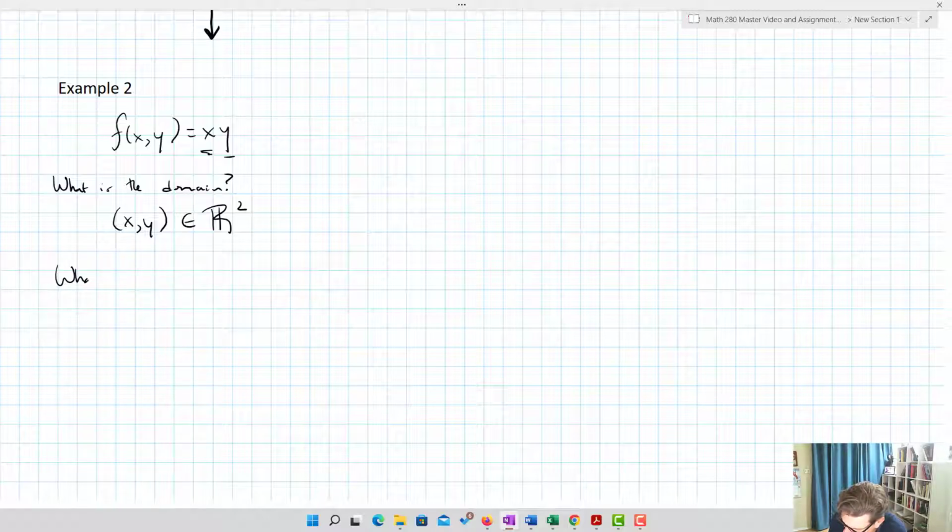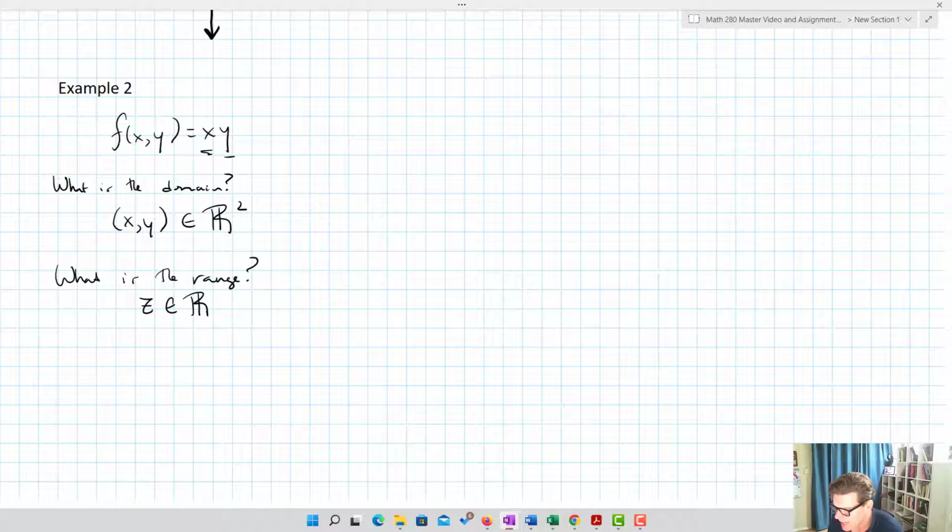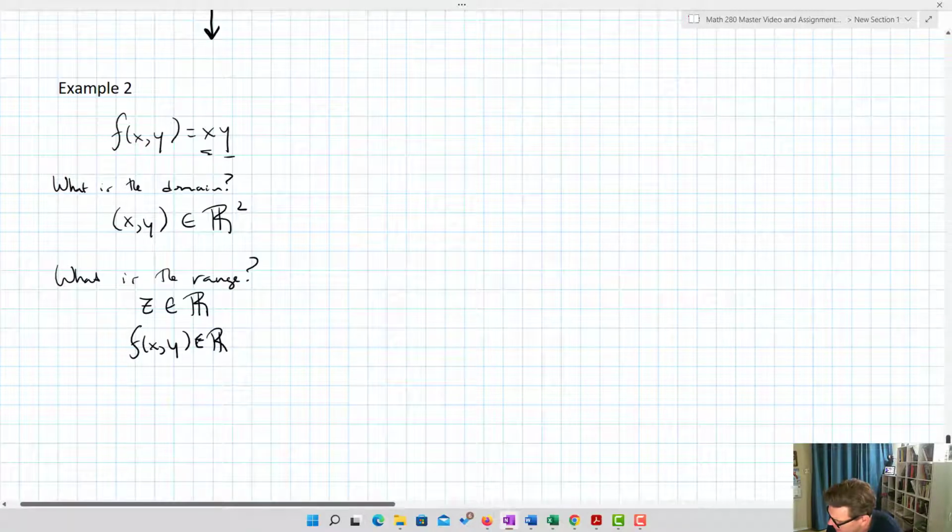Then also, if we ask ourselves, well, what is the range? Well, the range is also going to be z belonging to R, or all the z's belonging to R, pardon me. And that's because we can get any value for z as well. Or maybe we actually rewrite it as f of xy belonging to R. And again, that just indicates for us that there's no restrictions on our range in this case.